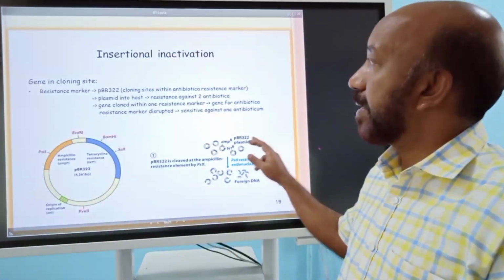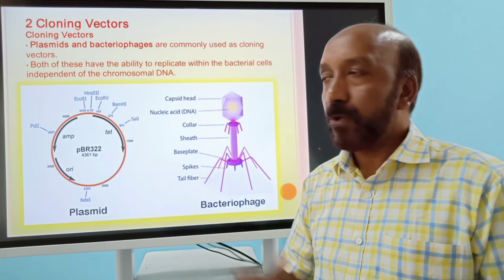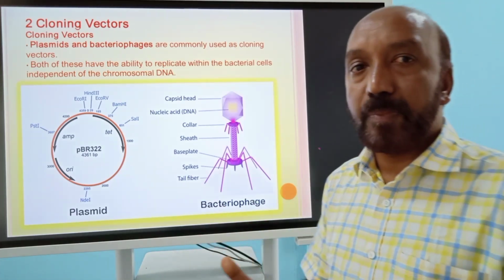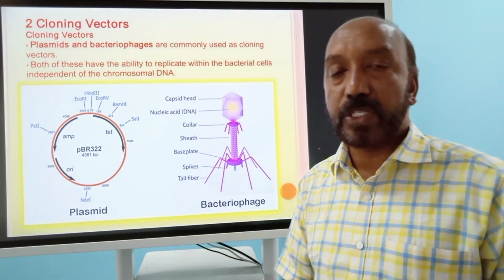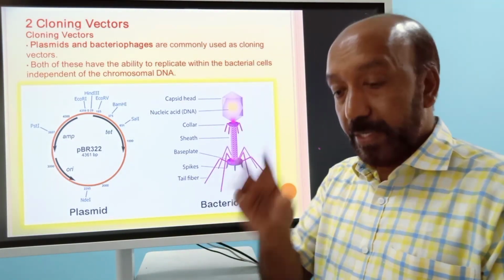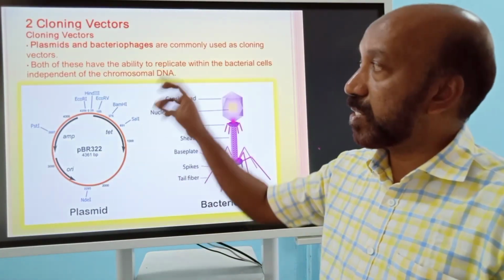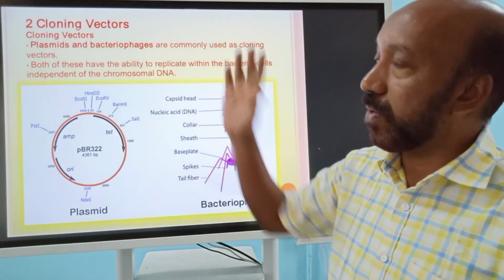And second, we can see the cloning vectors. Cloning vectors are vectors that carry genetic material from other organisms. Generally in biology when we discuss vectors, mosquitoes are the vectors which carry the pathogen. Similarly, to carry the gene of interest, we use some other genetic material to carry it. These are normally called cloning vectors.